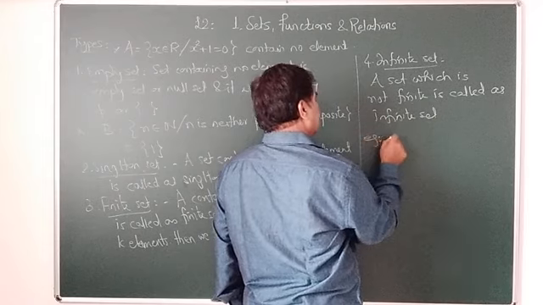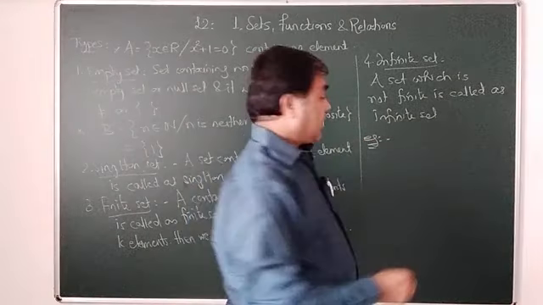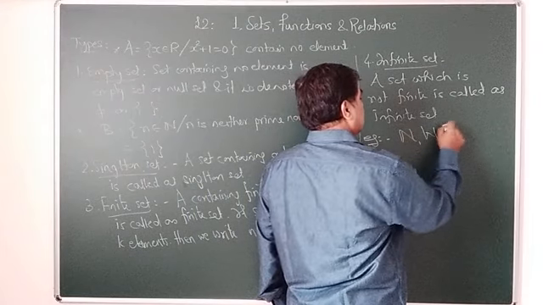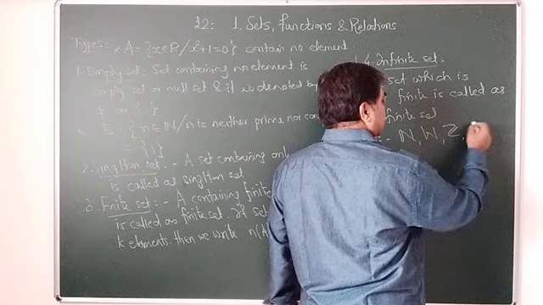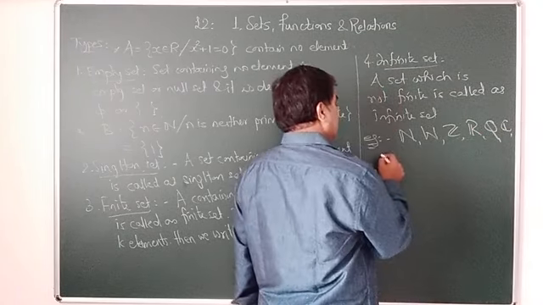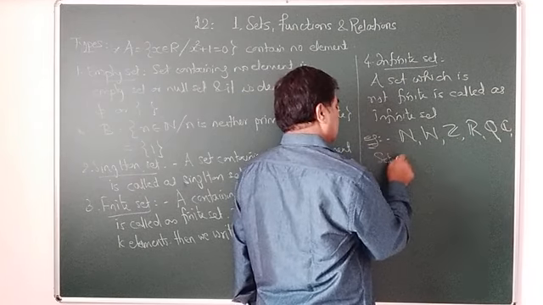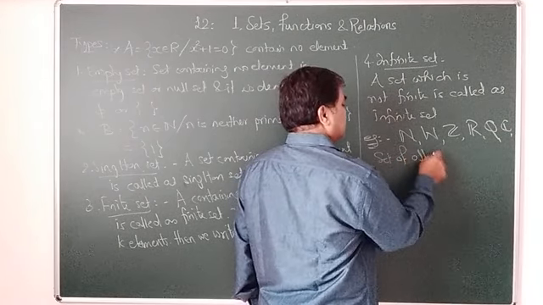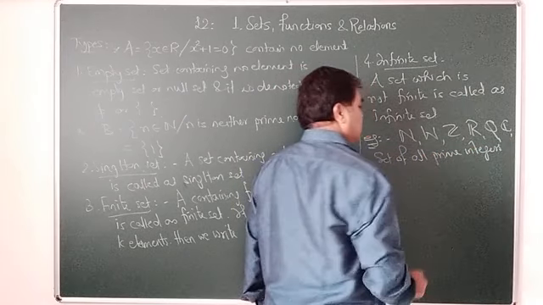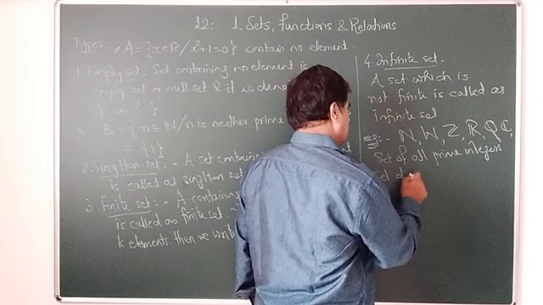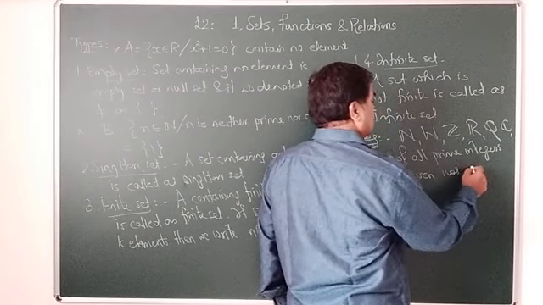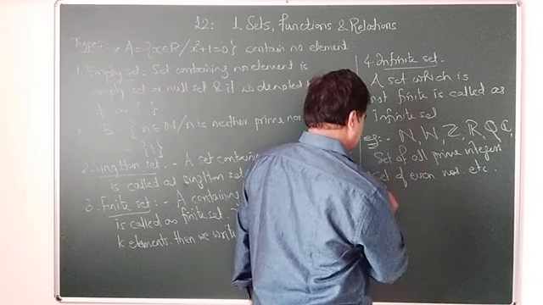For example, if I take our set of natural numbers, whole numbers, set of integers, set of real numbers, set of rational numbers, set of complex numbers, then the set of prime numbers, set of all prime natural numbers, prime integers, set of even numbers, etc. are infinite sets.